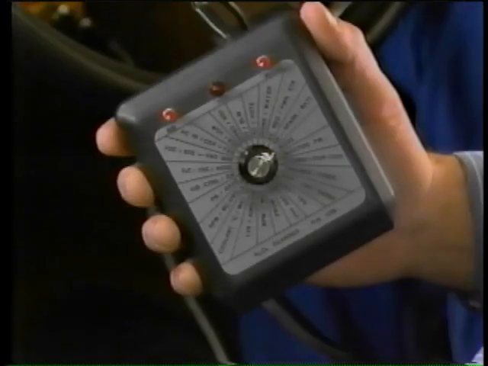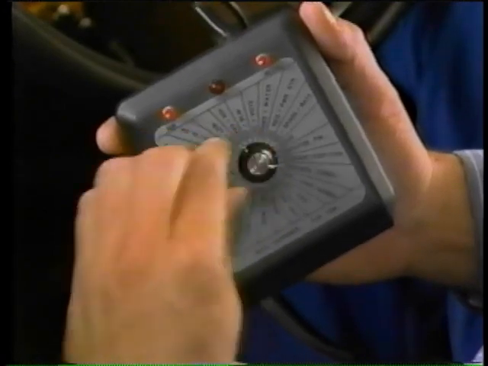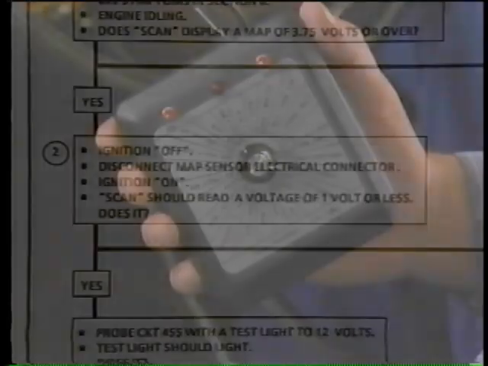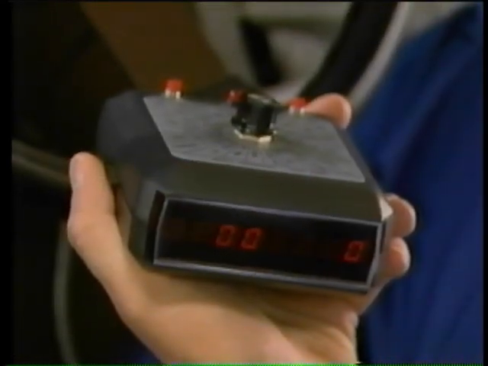To check the MAP voltage, rotate the mode knob on the scan tool to the MAP VAC setting. Now the left side of the display will show the MAP value. In this case, it's over 3.75 volts, so we move down to the next step. Now turn the ignition off. Then disconnect the MAP sensor electrical connector and turn the ignition on. Now the scan tool should show a voltage reading of 1 volt or less. Since ours does, we'll probe circuit 455 with a test light for 12 volts.